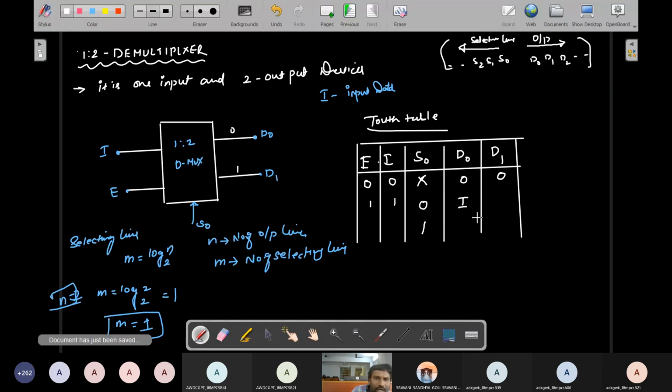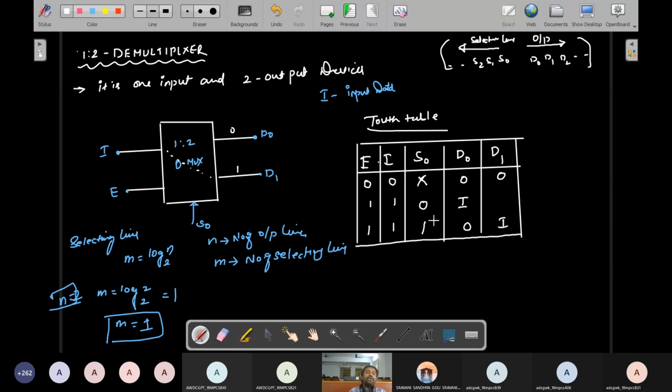Now come to the second case. If enable is high and input is also high, what will happen? It is selecting the second output, because the selecting line is high, so this is 0 and this is I. This is your truth table.